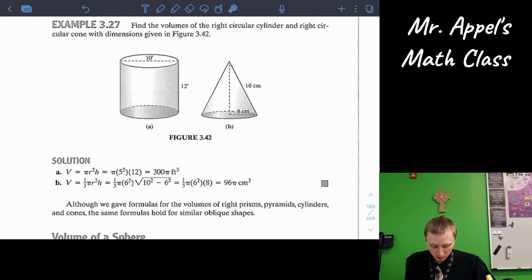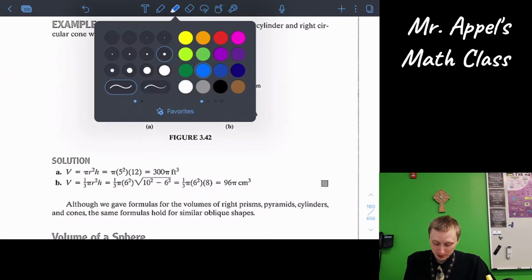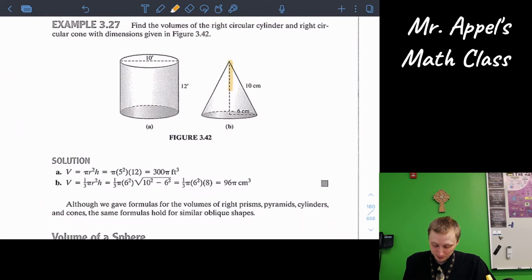And for the cone, 1/3 pi r squared h. We know the r is 6. That's given. We don't know h, but once again, a right triangle presents itself and we can use, oh, what happened there? We'll just pretend that was a triangle all along. We can use the Pythagorean theorem to find the height there.